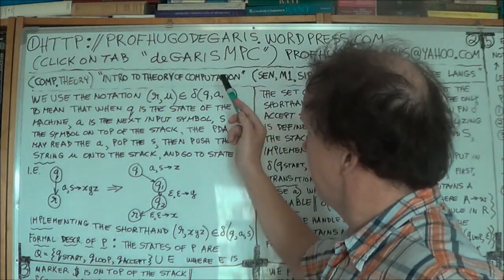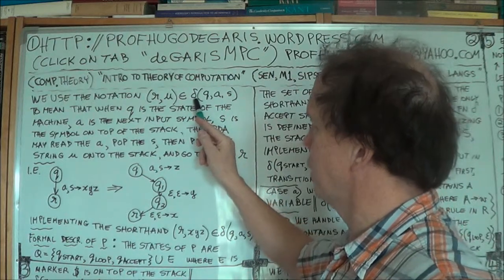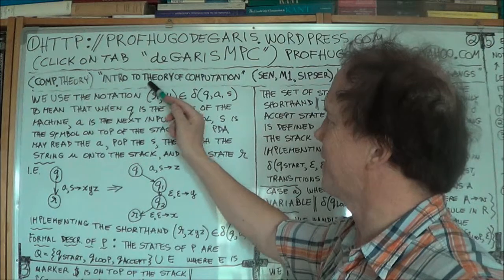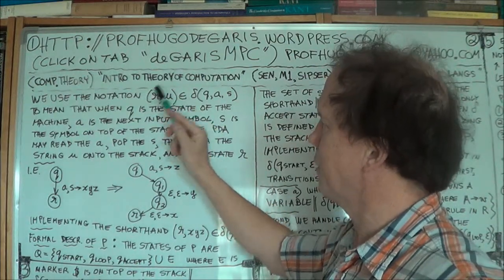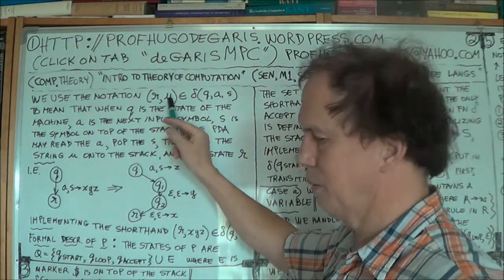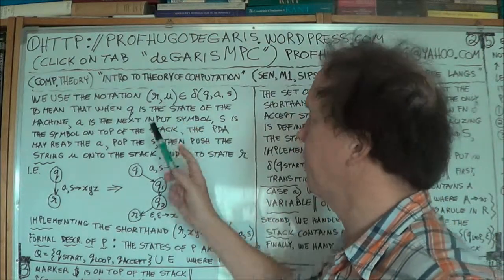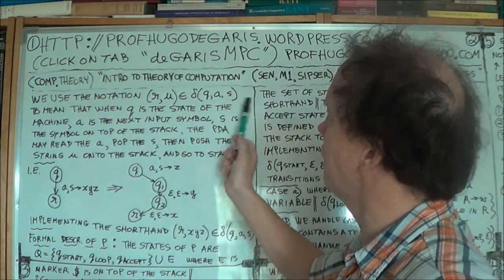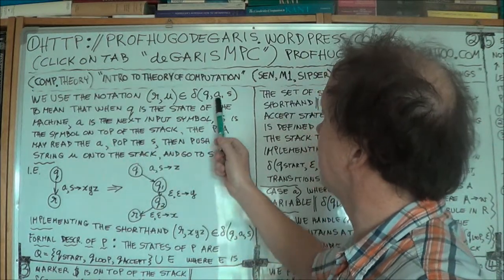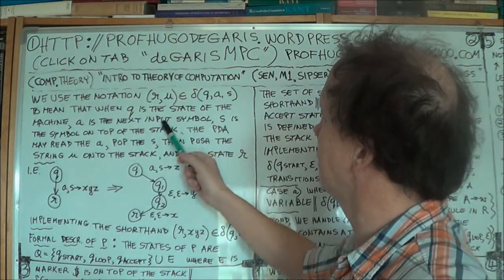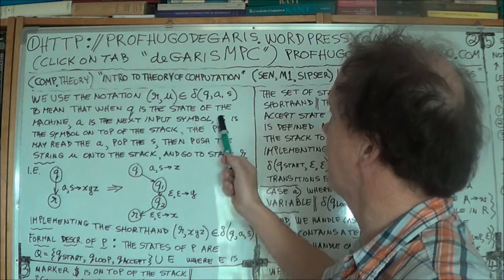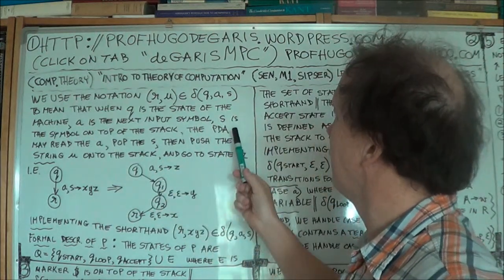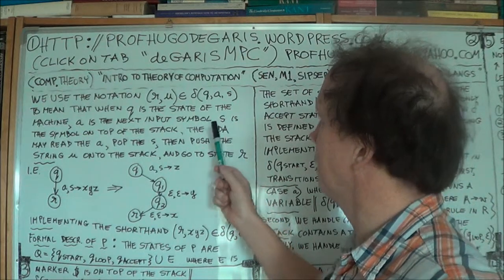Alright, so this transition function delivers, if you like, a set of these ordered pairs: next state, string to be pushed. Okay, clear on that now? So if Q is the current state, A is the next input symbol in your input string, and S is the symbol on the top of the stack, then what does the PDA do?